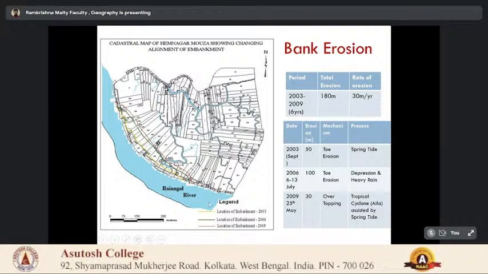With continuous study, this information is available. In the year 2003, in the month of September, there was an erosion of 50 meters by tidal action during spring tide. In the year 2006, between 6th to 13th July, due to depression and heavy rain, there was an erosion of 100 meters. And in 2009, on the day of Aila, 25th May, there was overtopping, and that event caused an erosion of 30 meters.